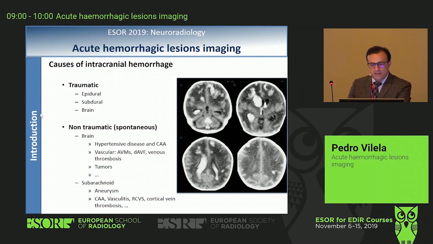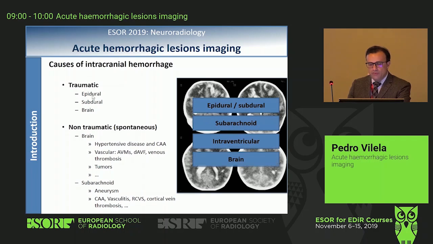And then regarding each of the groups, we are going to define if this is an epidural or subdural extra-axial hemorrhage, if it's subarachnoid, intraventricular, or if it's a parenchymal hemorrhage. And by this, we then follow and look into the possible causes of each type of hemorrhage. So regarding the traumatic ones, they are mostly located at the epidural space, subdural space, so epidural and subdural hematomas and brain hemorrhagic contusions.